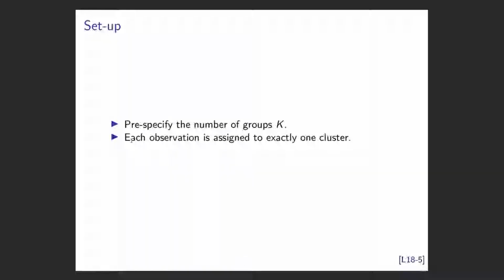So here's the setup. What we're going to do is pre-specify the number of groups, we'll call that k, and then each observation is going to be assigned to exactly one cluster. There is fuzzy clustering, which I'm not going to do today. Our idea is each observation will end up in one and only one cluster.